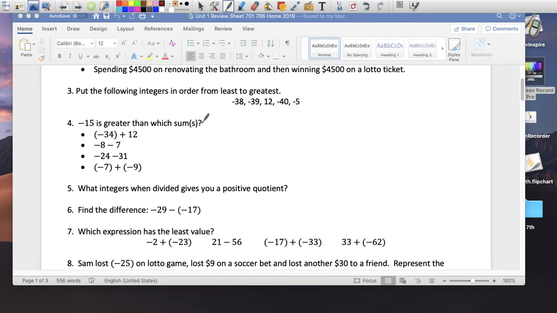Negative 15 is greater than which of the sums? Well, you're going to have to find out. What's negative 34 plus 12? Well, there's more negatives, so it's going to be negative 18, right?